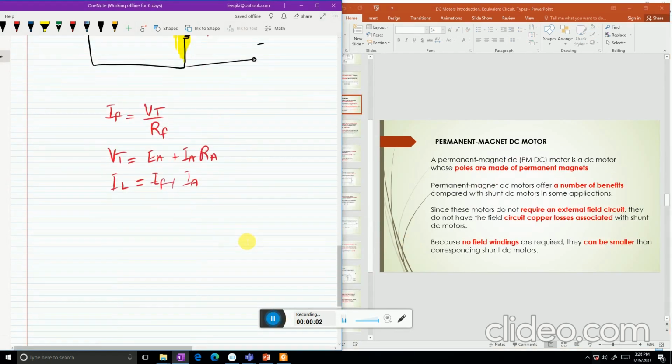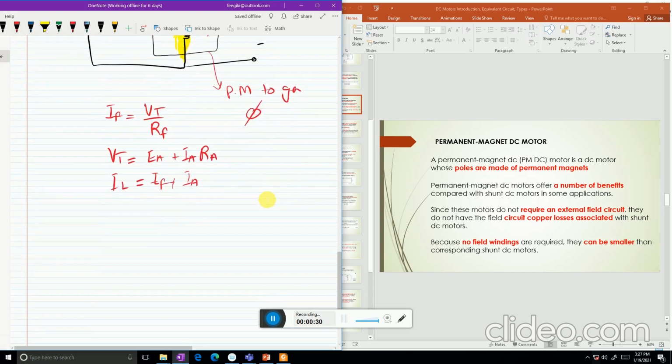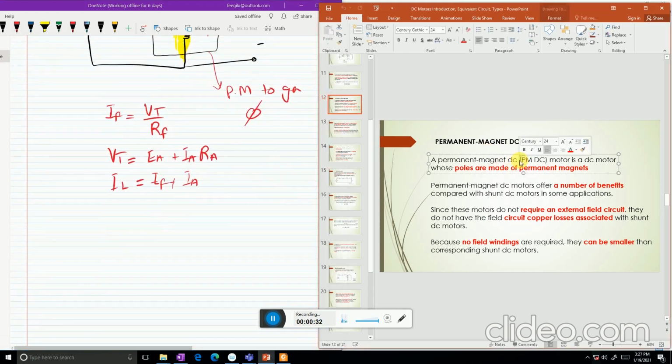Now the next motor is the permanent magnet DC motor. A permanent magnet DC motor is a motor in which the field coil is absent, and instead of a field coil, permanent magnets are used to generate the flux which is required for rotation. So a permanent magnet DC motor is a DC motor whose poles are made of permanent magnets.